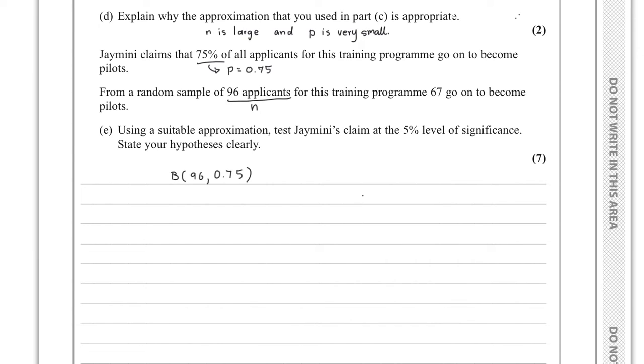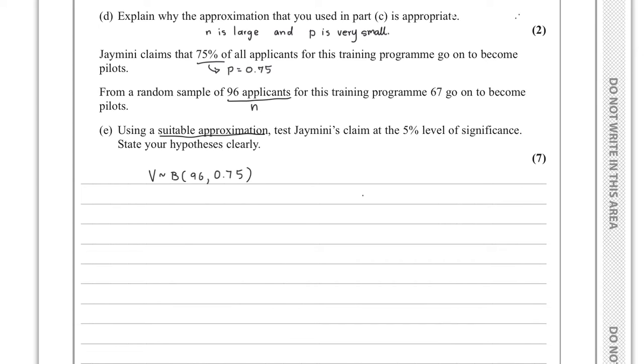Okay, let's define the random variable for this distribution. Maybe we use V. So the random variable V has a binomial distribution. Now, the question said you have to use a suitable approximation, so you can't find a probability from the binomial distribution.